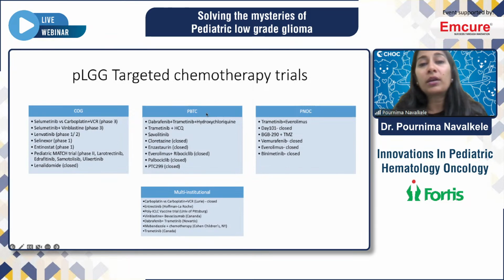The Pediatric Brain Tumor Consortium also has quite a bit of clinical trials which are open, and the PNOC, Pediatric Neuro-Oncology Consortium, is currently the most active consortium, where they have trials being opened for both high-grade and low-grade gliomas, less common for the pediatric low-grade gliomas, but mostly focused on the high-grade type of tumors. And of course, there are multi-institutional trials across the country, as well as international trials where targeted chemotherapies are being tested.